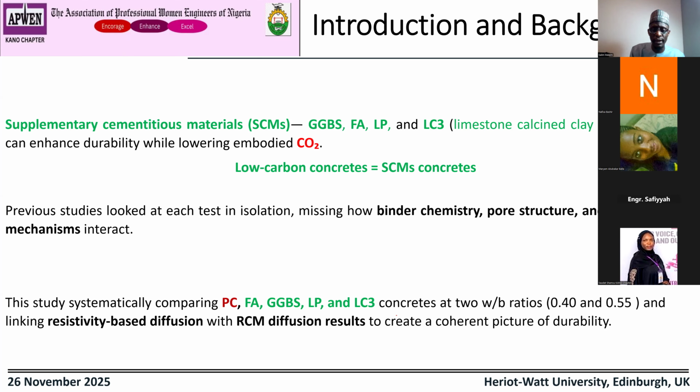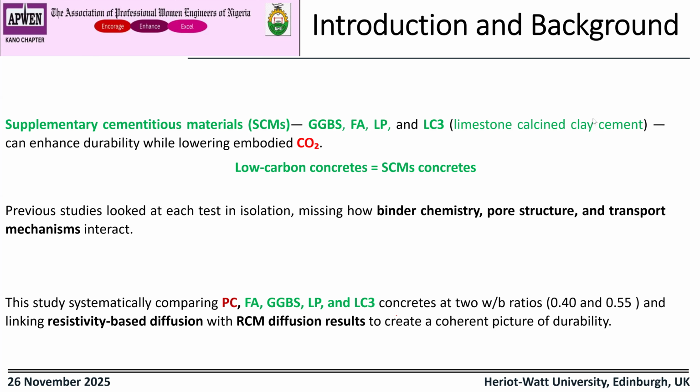This study is systematically comparing ordinary Portland cement, which produces 8% or 11% of carbon dioxide in the atmosphere, with concrete containing fly ash, concrete containing GGBS, concrete containing limestone powder, and LC3, the one that I have already mentioned. I use two water binder ratios, that is 0.4 and 0.55, and link resistivity-based diffusion with rapid chloride migration results to see how durable the concrete is.